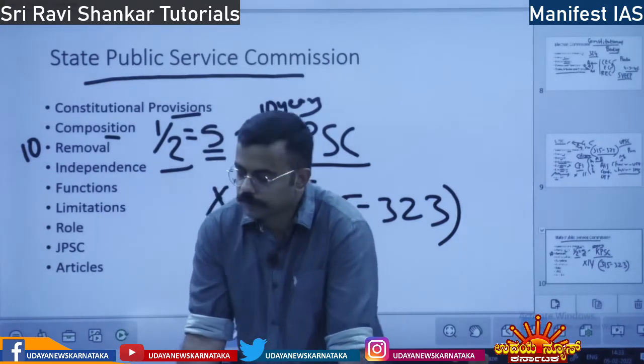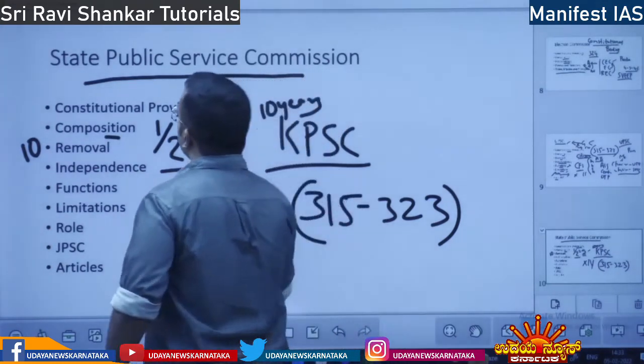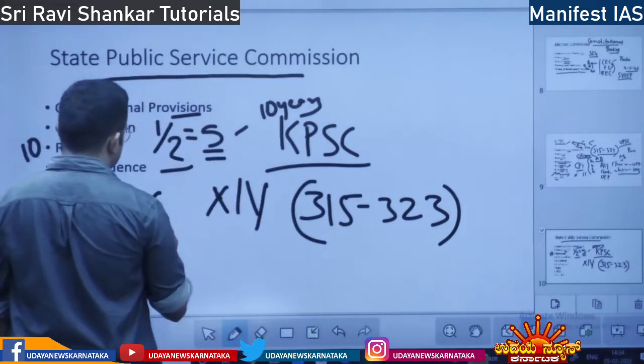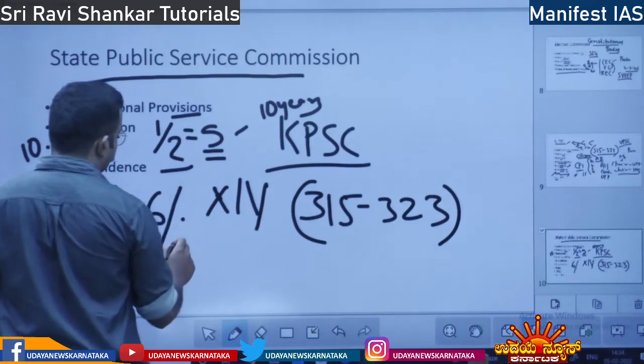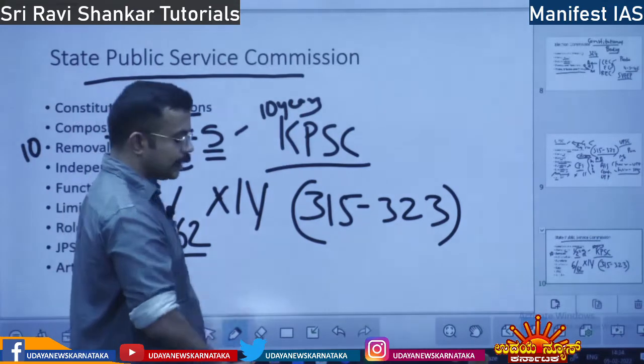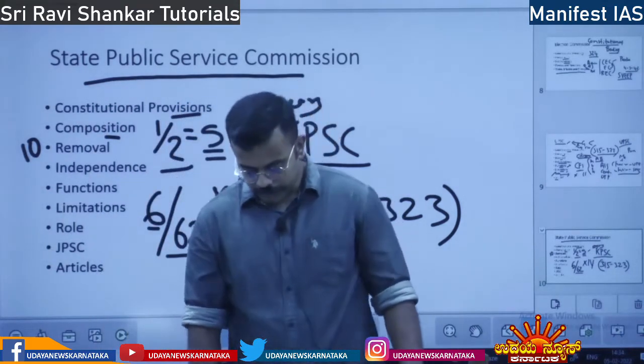So what is the term? The term of chairman and members is 6 years or until they complete 62 years. It is either 6 years or until they complete 62 years of age.